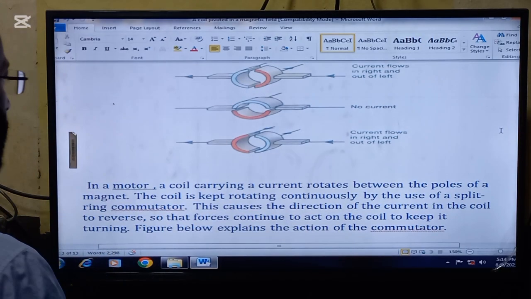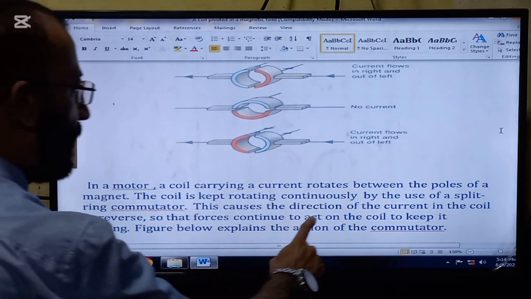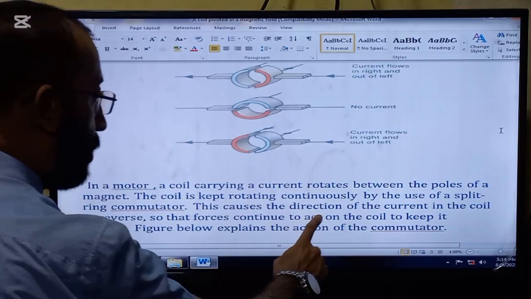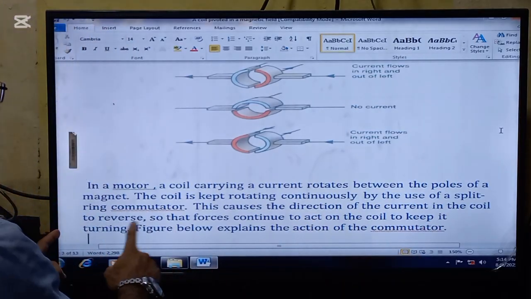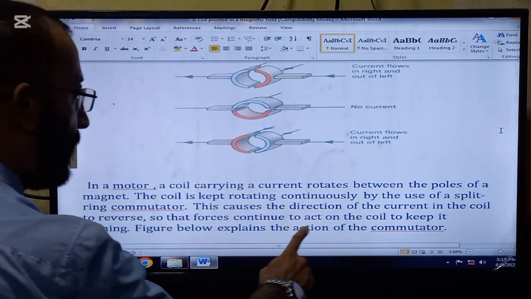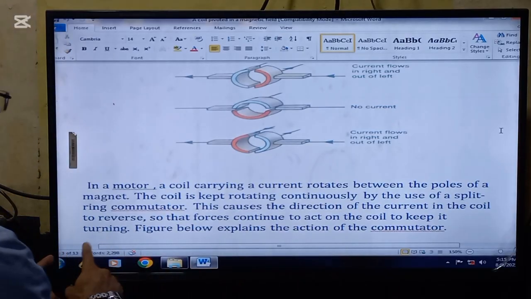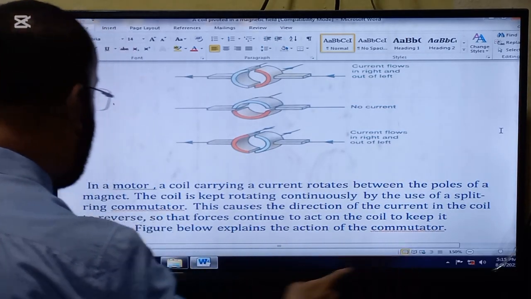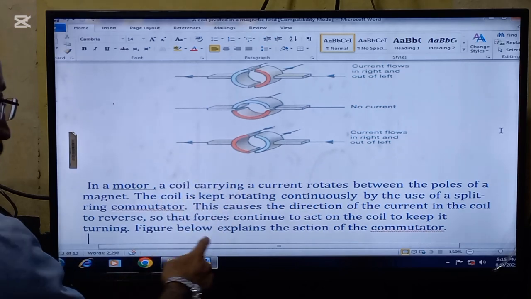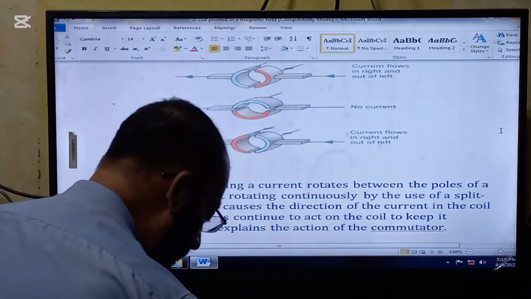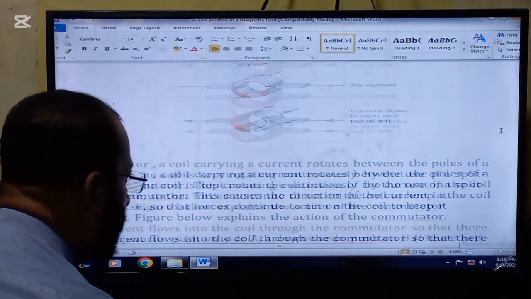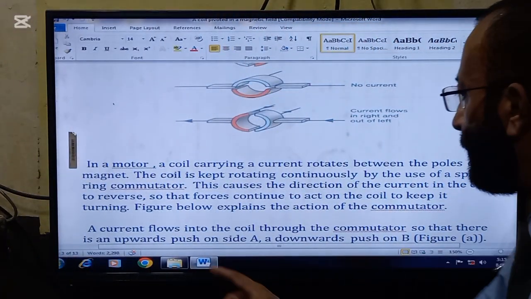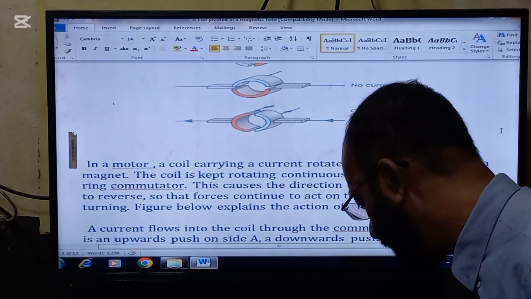In a motor, a coil carrying a current rotates between the poles of a magnet. The coil is kept rotating continuously by the use of the split ring commutator. This causes the direction of the current in the coil to reverse, so that the forces continue to act on the coil to keep it turning. The figure below explains the action of the commutator, and this is the figure that is coming now.